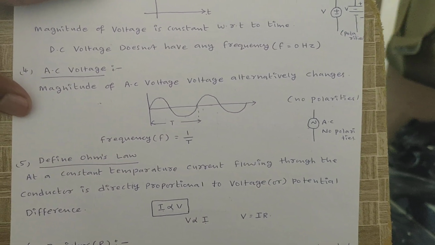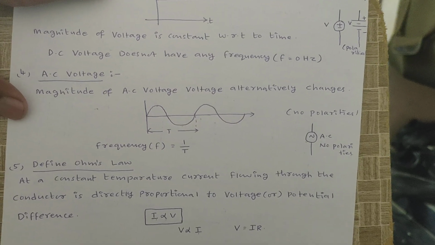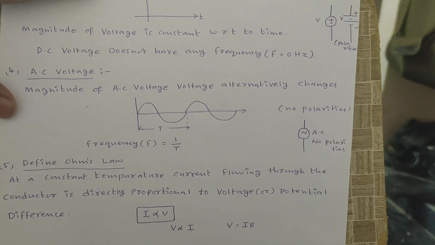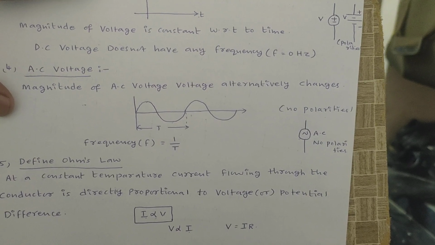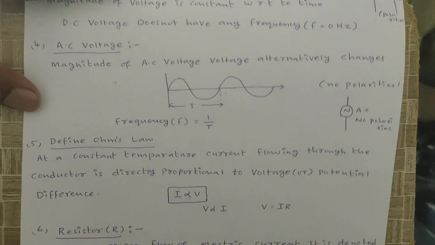Next, coming to limitations of Ohm's law. Sometimes there may be a chance to be asked about limitations. Ohm's law cannot be applicable when temperature changes. Ohm's law cannot be applicable to non-linear devices. Ohm's law cannot be applicable to semiconductors and vacuum tubes. That is about Ohm's law.